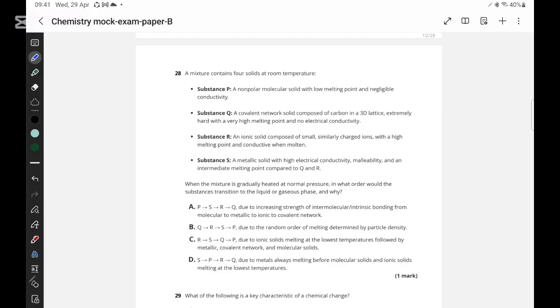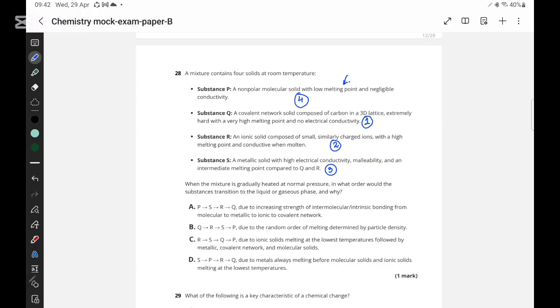So strongest is going to be Q, that comes at one part, and then we have the ionic bond, which is considered to be the second one. Then it is going to be the metallic solid, that comes out to be the third one, and the weakest is going to be the non-polar molecular solid, which is going to have the low melting point. So they are saying in what order would the substance transition to liquid or gaseous phase and why?